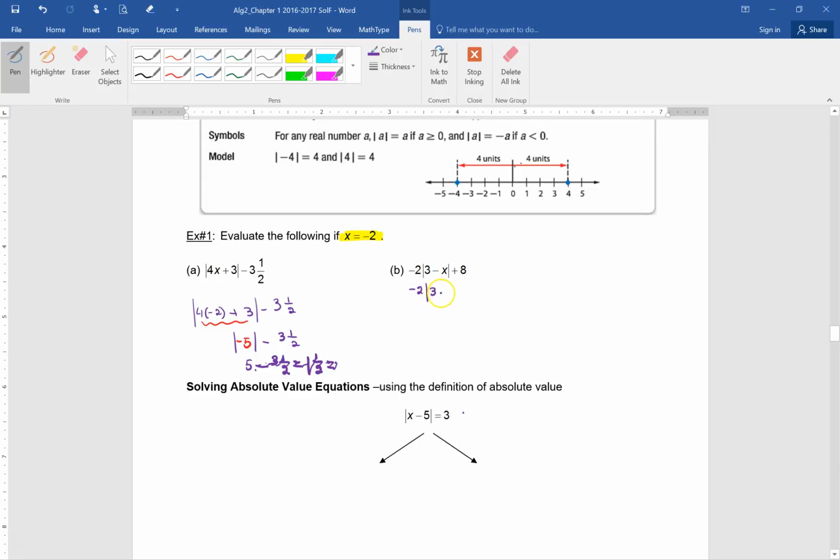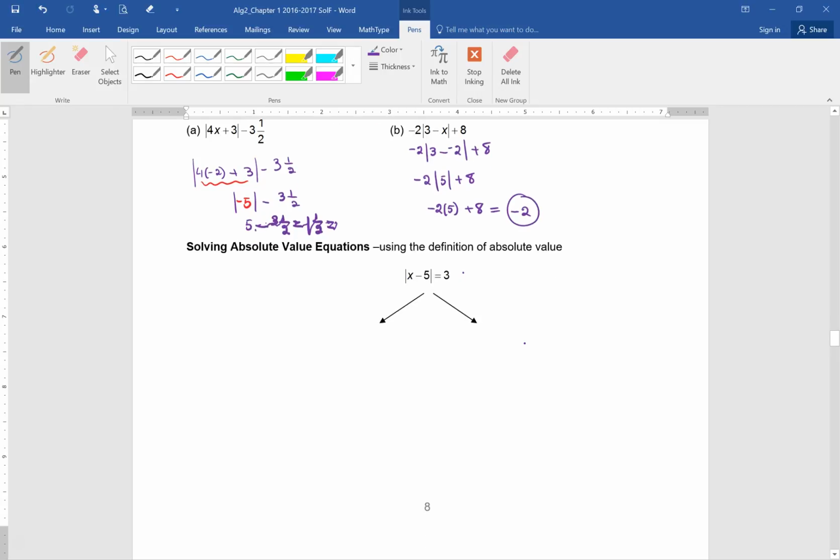All right. So 3 minus negative 2 plus 8. So this is negative 2 times absolute value of 5 plus 8. This is negative 2 times 5 plus 8. So what's the answer finally? Negative 2, right? So, okay.